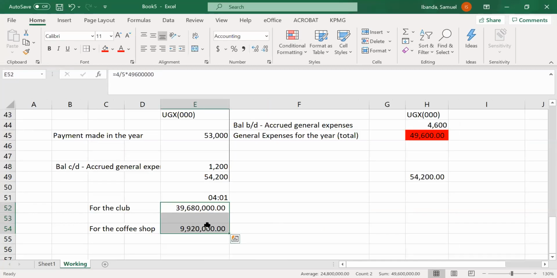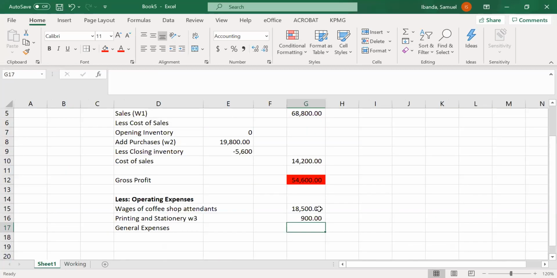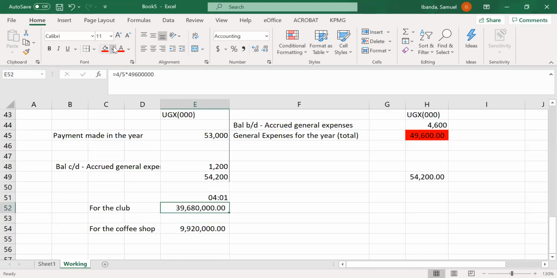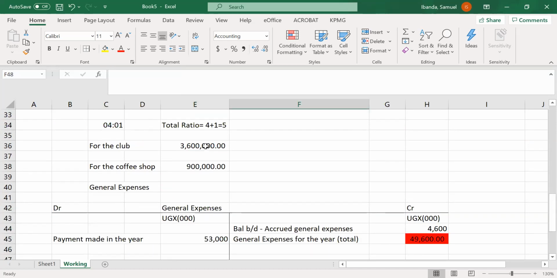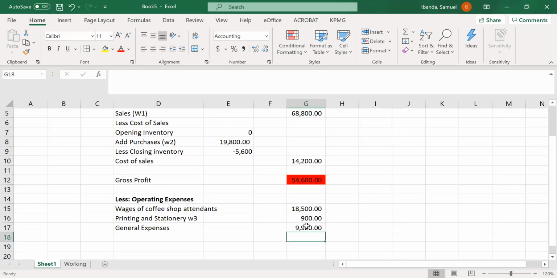And I'm going to pick this 9920 and I'll put it here. So that is what I'll put right there. Now I want to take note that this value we got here is going to be used when we are doing our income and expenditure account. But for now, we only take the portion that relates to the coffee shop.